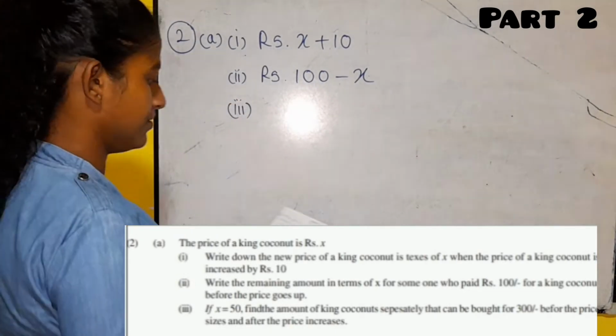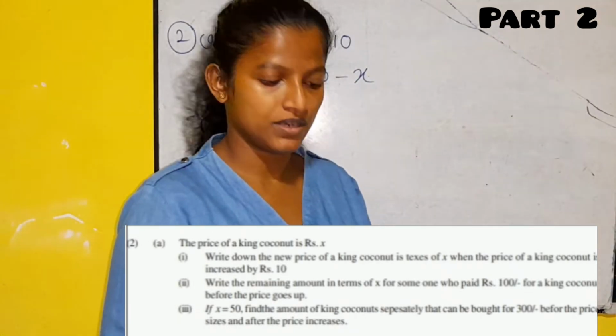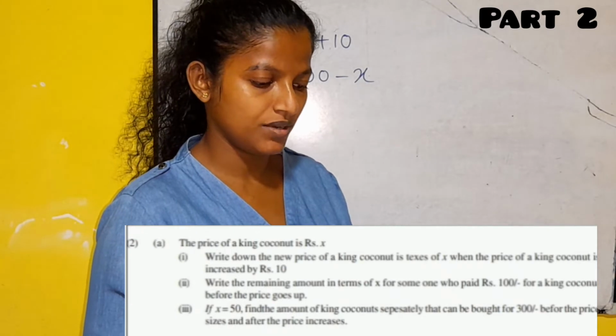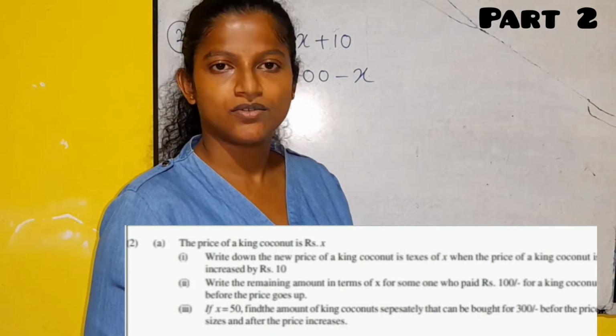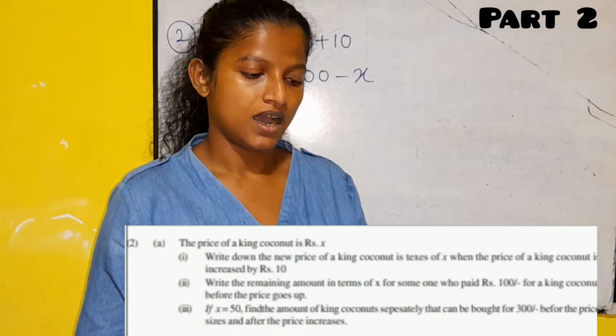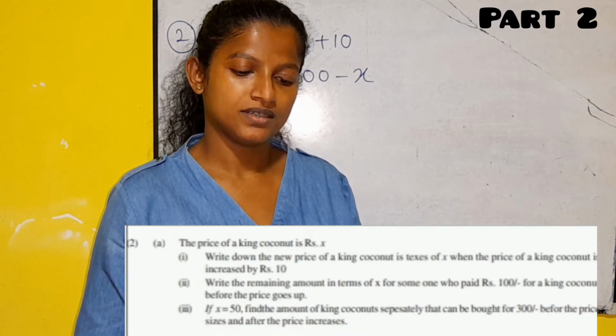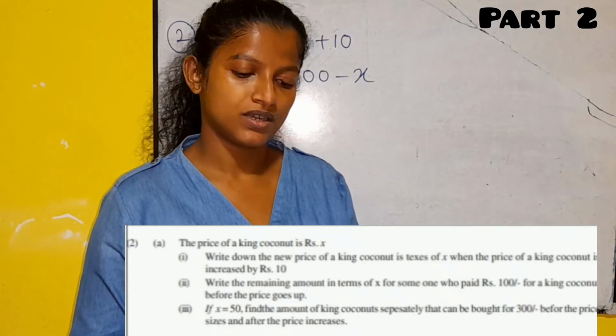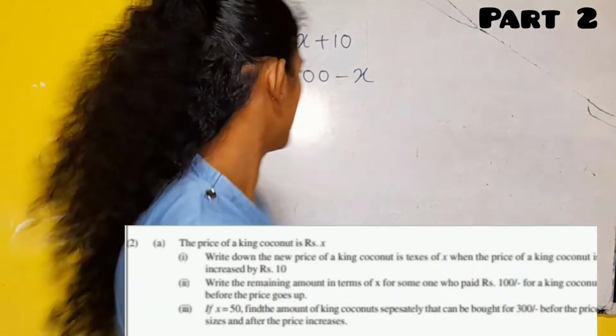Third question, if X equals 50, find the number of king coconuts that can be bought for 300 rupees before the price increases and after the price increases separately. Before the price increases, the price of a king coconut is 50 rupees.